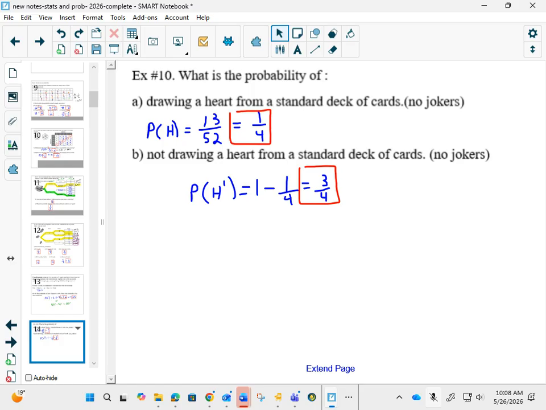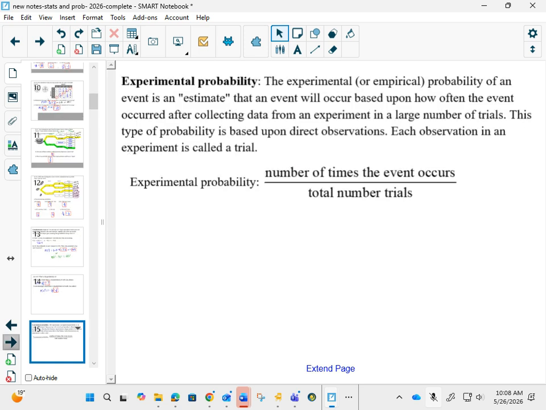We're gonna have a quiz and a test on this unit because it's very big. Okay, here we go. Ready? Experimental probability. Add that into the box. We're gonna make these boxes bigger. You just have to write smaller.